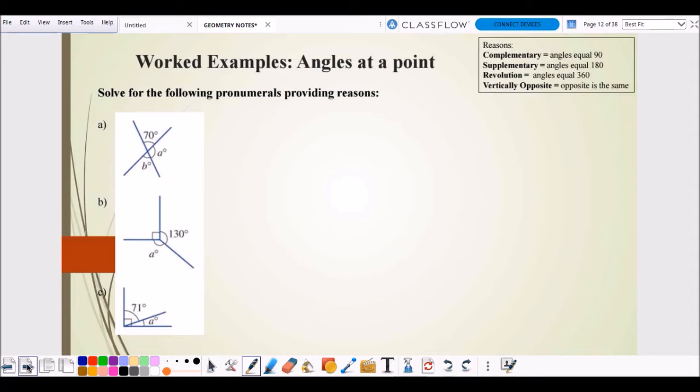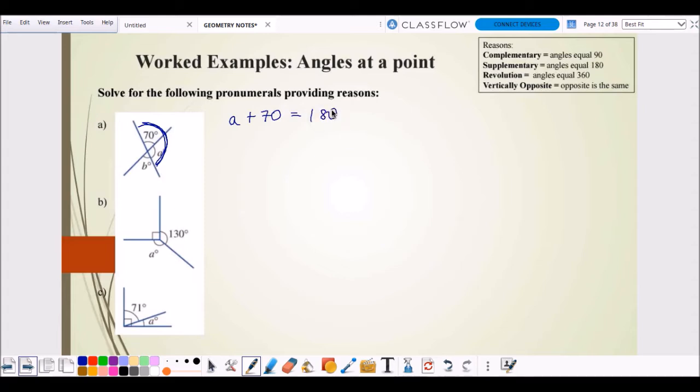Now, let's see. What can we see here already that we can use? Anyone know? Which angle do you want to start with? A or B? A. Okay, let's start with A. I can see that angle A here and angle 70, these two angles should technically equal up to what? 180. Okay, so that means A plus 70 should equal 180.